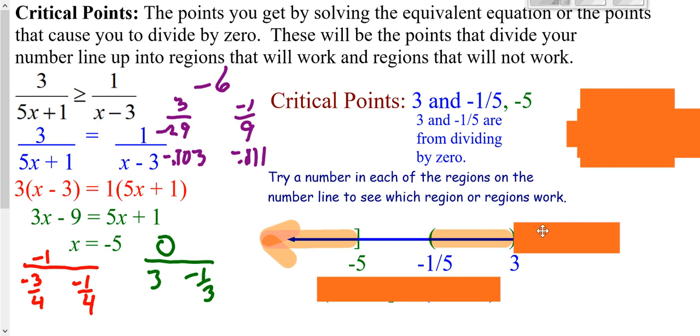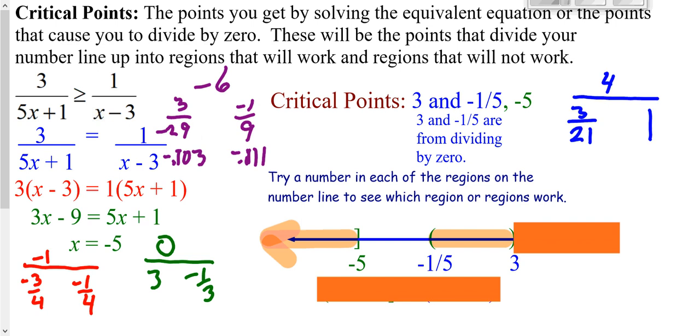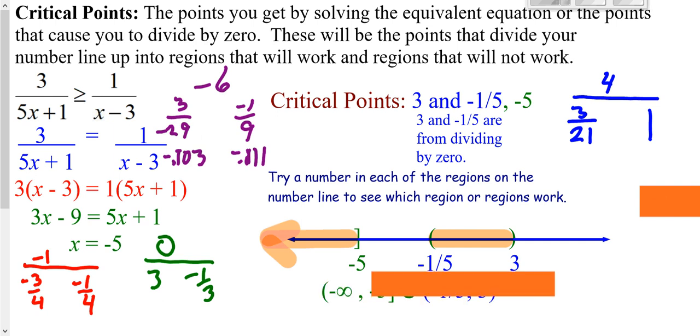Then I could try a number on the right, like 4. So I'll pause and plug in 4. When I plug in 4, on the left side I get 3/21. On the right side I get 1. I don't even have to look at the decimals here. I know that 3/21 is smaller than 1. I'm looking for greater than, so I know it does not work. So then I go ahead and write my answer off my number line. Remember, if you have two totally separate regions that work, you join them with a union symbol.